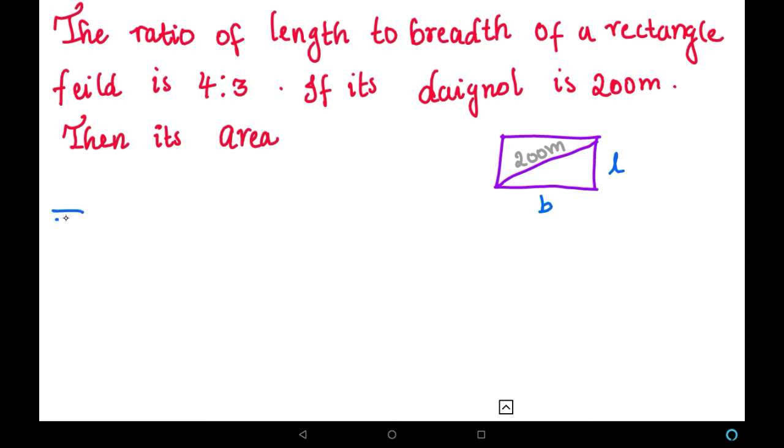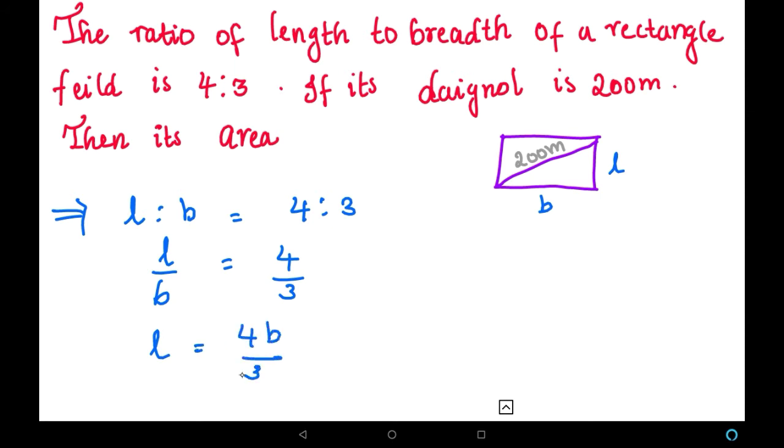First let us take the given values. They told us length is to breadth in the ratio of 4:3. So length to breadth, we can write it as L/B, which will be 4/3. From this equation we can derive length in terms of breadth, so that will be L = 4B/3. As in the LHS, B is in the denominator, when it goes to the RHS it becomes the numerator. That will be 4B/3.